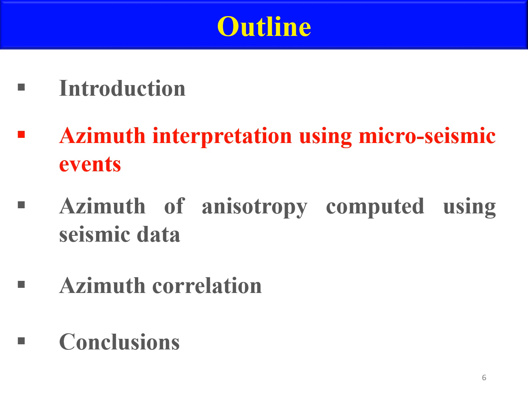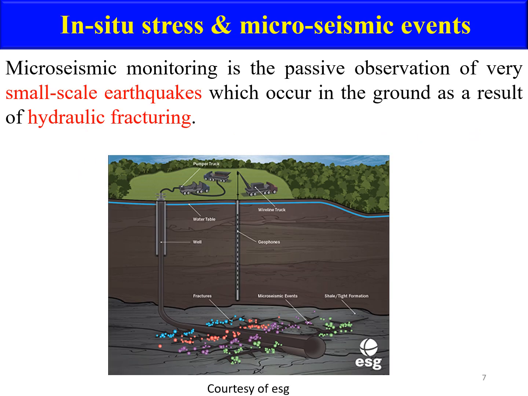Let's see how we build the benchmark azimuth of in-situ maximum horizontal stress using microseismic data. This cartoon illustrates the hydraulic fracturing system. We have some pump trucks on the Earth's surface. The pump trucks inject high-pressure fluid into the reservoir to produce fractures. The producing of fractures will generate small earthquakes.